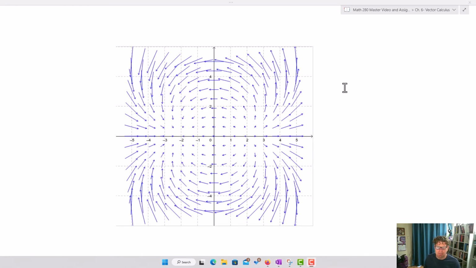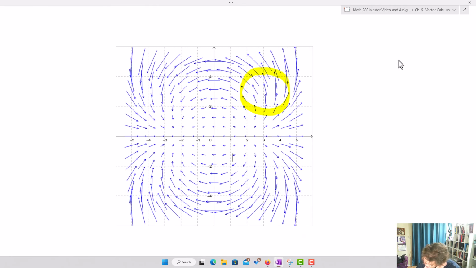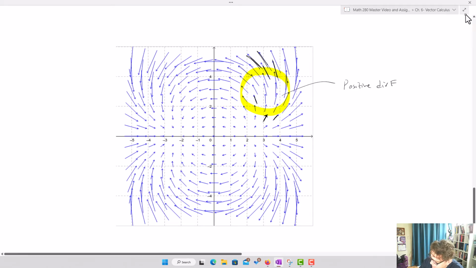Let's take a look at this one. Now this one's a bit more complicated. Let's say I come in here and I'm going to select, we'll pick this region right here, okay? Pick that region. And if we look, all right, I've got smaller vectors coming in than I have coming out, all right? So there's more flowing away from than flowing in towards this particular region. So what I have here is positive divergence in that region.